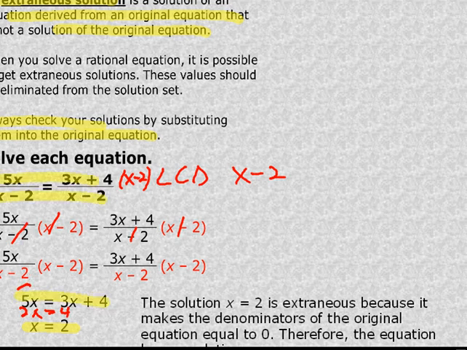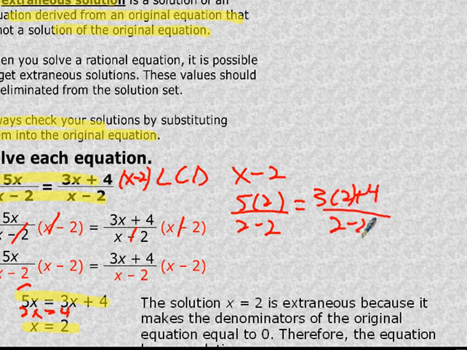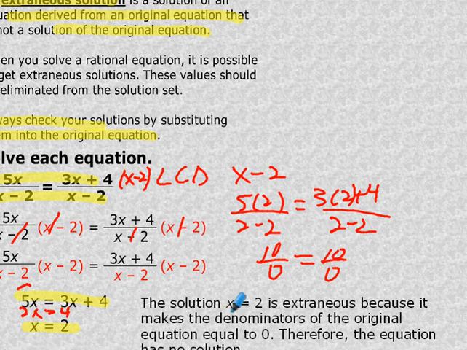So when we plug in x equals 2, you can already see what's going to happen: 2 minus 2 equals 3 times 2 plus 4 over 2 minus 2. These become 0, and we get 10 over 0 is equal to 10 over 0. Undefined is equal to undefined. We can't have an undefined solution. So it's extraneous, meaning this equation has no solution.